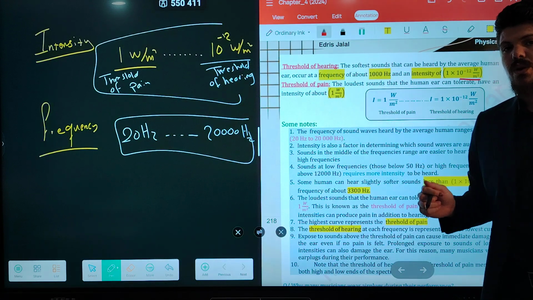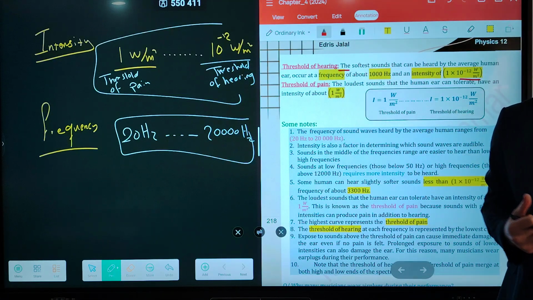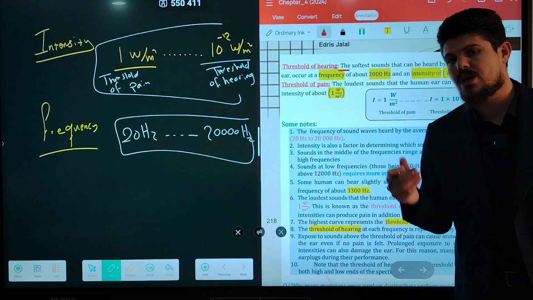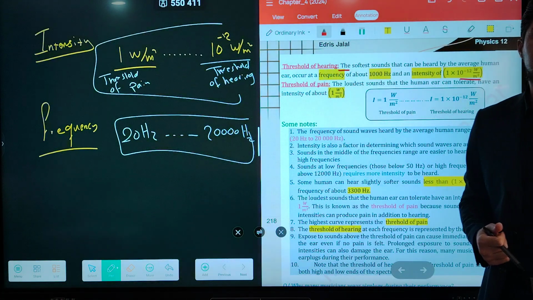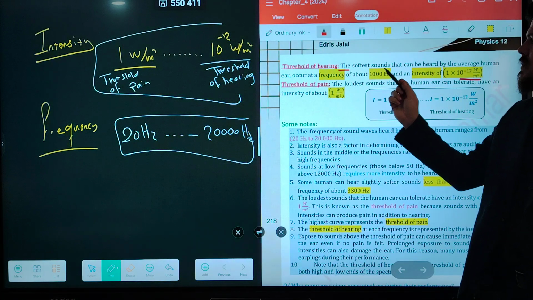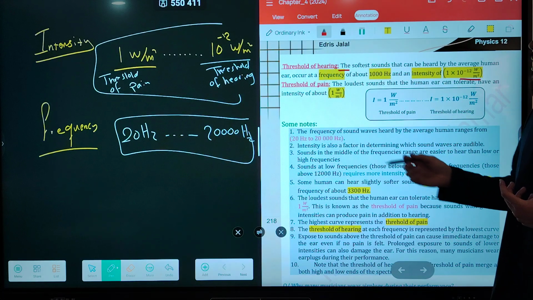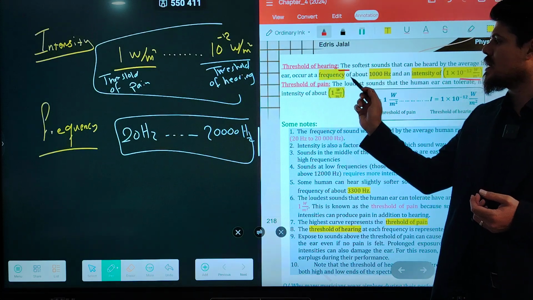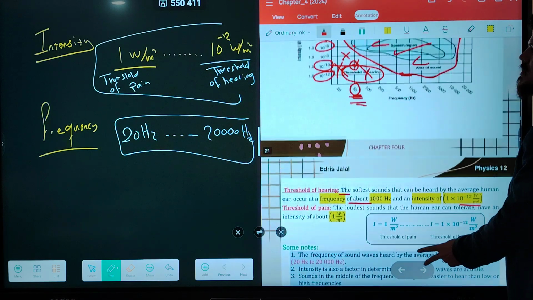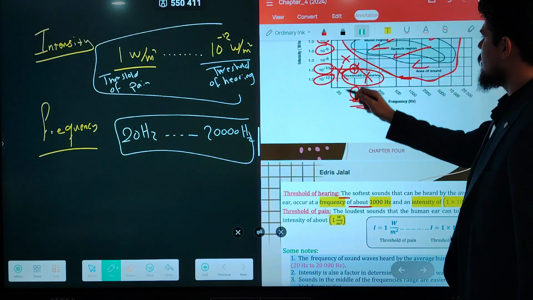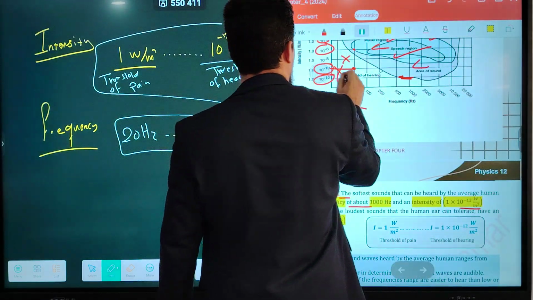The threshold of hearing, its definition is very important. Pay attention. The softest sound. Why is threshold of hearing the softest sound? Because its intensity is too low. Okay? The softest sounds that can be heard by the average human ear occur at which frequency, guys? About thousands of hertz. If you look at the spectrum, guys, look.